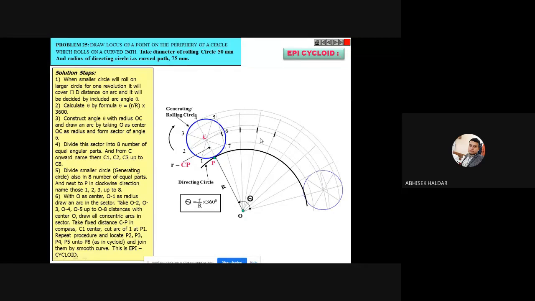See carefully, the points I'm marking will be like the cycloid. The naming should be C1, C2, C3, C4, C5, and it will run up to C8. C1 is the first division of the angle. All these points, C1, C2, C3, C4 and so on, are lying on which arc line? The central arc line, no other arc line.